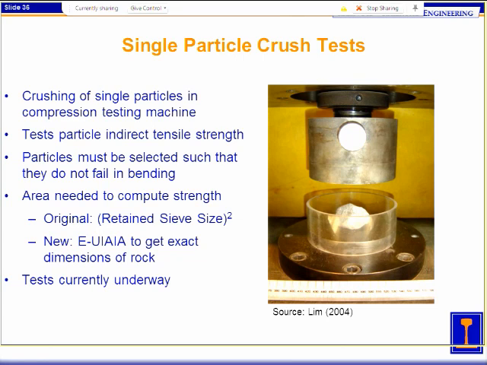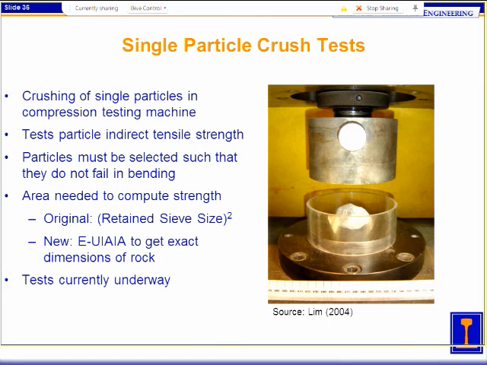So one thing you need during these tests is an area to compute your actual strength. Now, there are a couple ways to do it. From the original studies I have read, they've done it by simply taking the final rock and manually putting it through sieves until they find what it's retained on. They take that size and square it, assuming it's just a square particle for simplicity's sake.